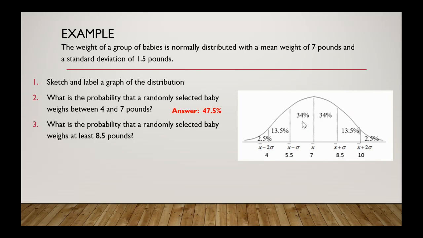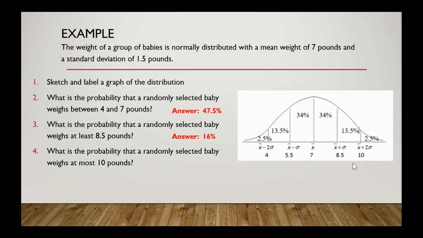What is the probability that a randomly selected baby weighs at least 8.5 pounds? So here we're going to go to 8.5 pounds. And because you weigh at least 8.5 pounds, we're going to look at the values to the right of it, right? And so here we're going to look at these two percentages, 13.5% and 2.5%. And when you add those up, you'll end up with 16%. And that's your answer, right? That's the probability that the baby weighs at least 8.5 pounds. So you're just going to add the appropriate percentages depending on the intervals that you're looking at.